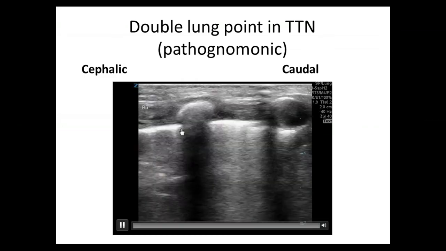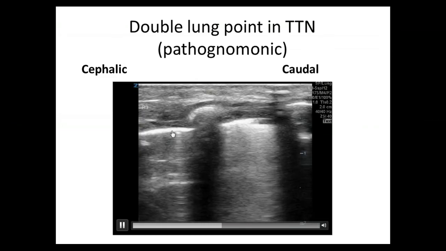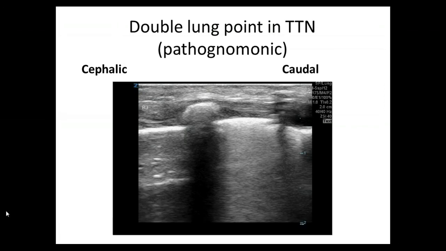So the upper lung will be more aerated, as you can see here, with a well demarcated pleura and clear A lines, compared to the caudal part of the lung with more alveolar fluid and a less demarcated pleura. This we call the double lung point in TTN. That's pathognomonic, and it has been validated and published as a pathognomonic feature of TTN, which cannot be appreciated in X-rays.